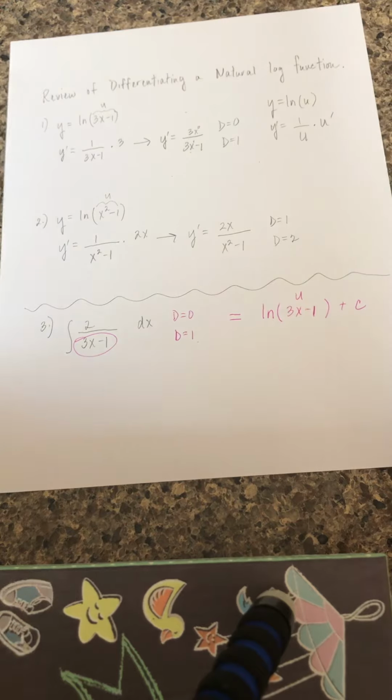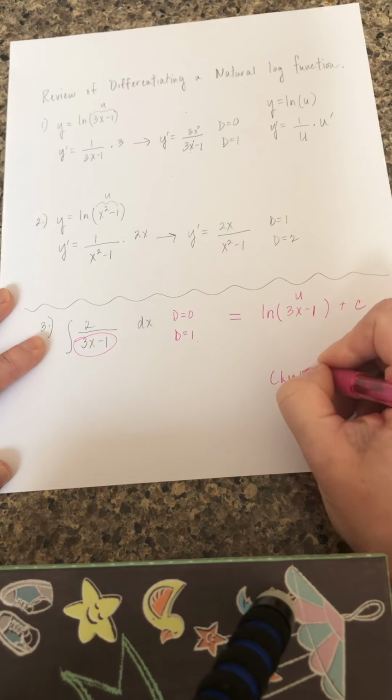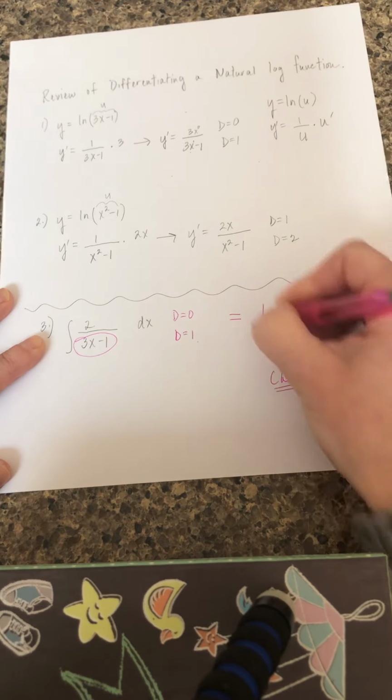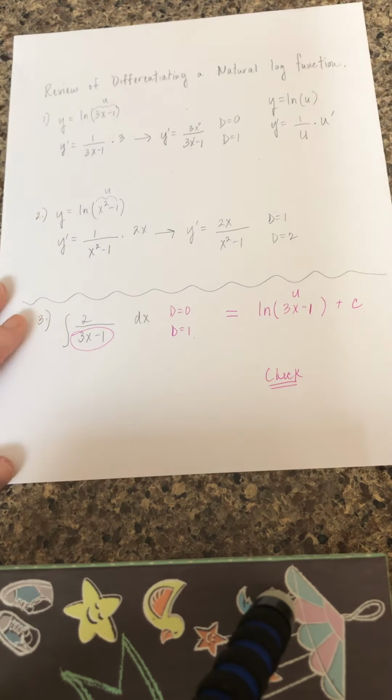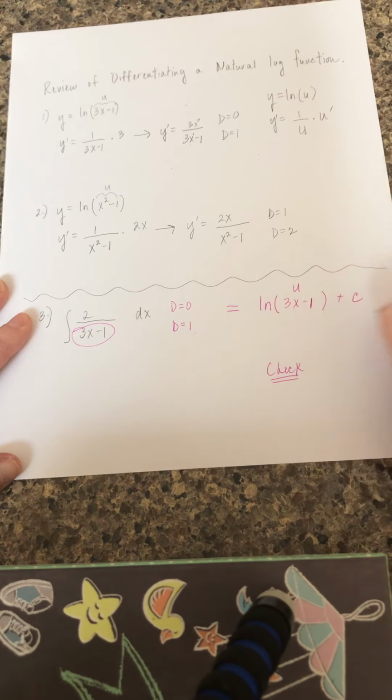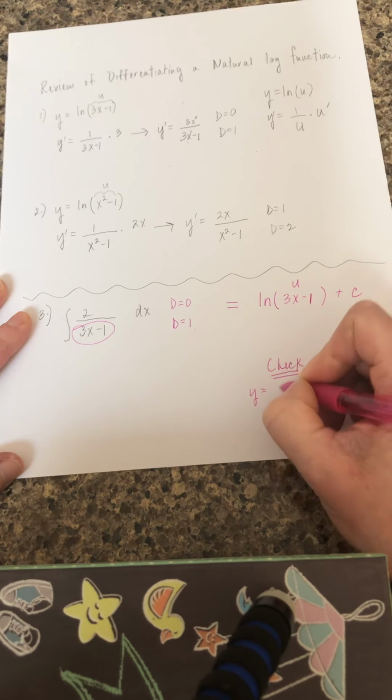But very similar to yesterday's lesson when we were trying to find the antiderivative of an exponential function with a base of e, I encouraged you to do a check. You shouldn't be satisfied that this is the full correct answer. So we have to understand that this, to us, represents the original function.